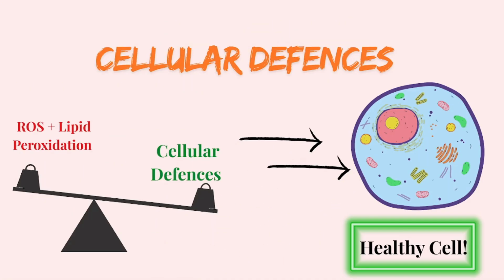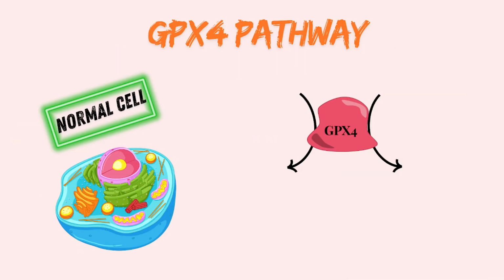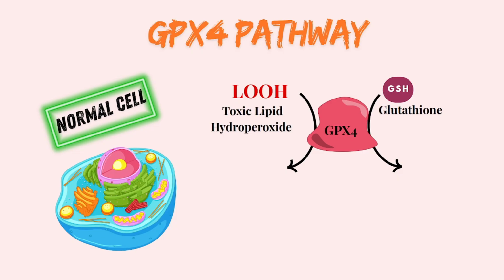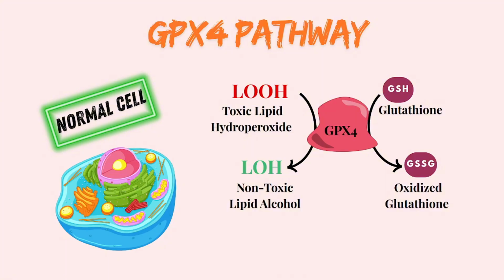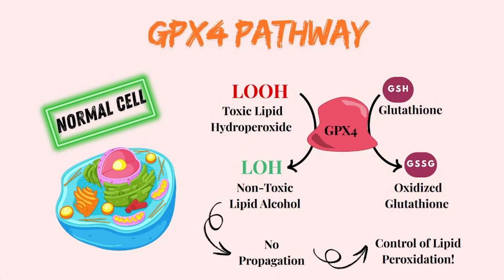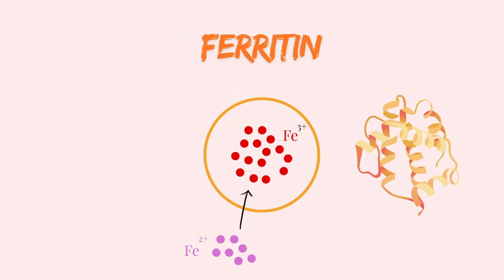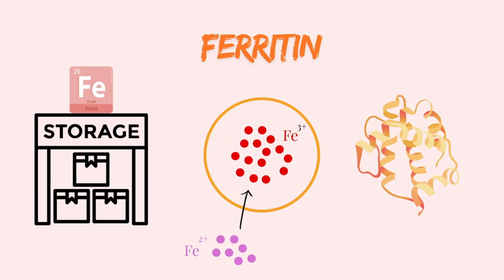So, how do cell membranes remain intact when ROS are present? Luckily, the cell possesses several defenses to keep lipid peroxidation in check. With the help of a molecule called glutathione, the GPX4 enzyme detoxifies lipid peroxides by converting them to non-toxic alcohols, stopping the chain reaction and thereby preventing ferroptosis. In addition, the body maintains iron homeostasis by regulating absorption and storing excess iron in non-toxic forms, such as bound to the iron storage protein ferritin.